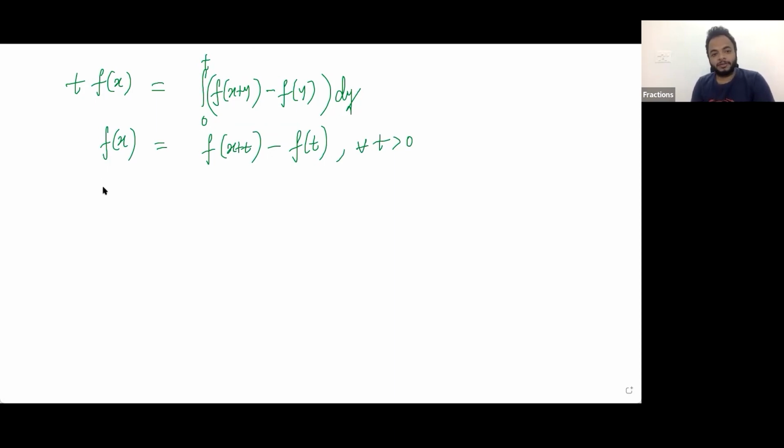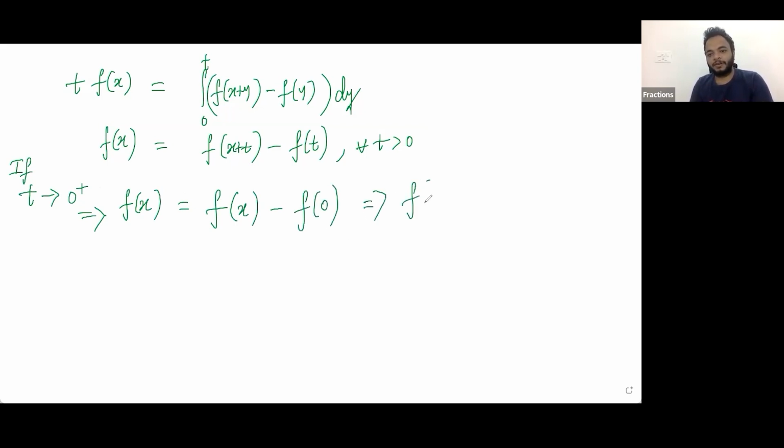Okay, and since f is also given to be a continuous function, now if we let t tend towards 0 from the right hand side, then what we have is f of x is equal to f of x minus f of 0, which implies that f of 0 is equal to 0. Okay, so this is a very nice thing that we got.